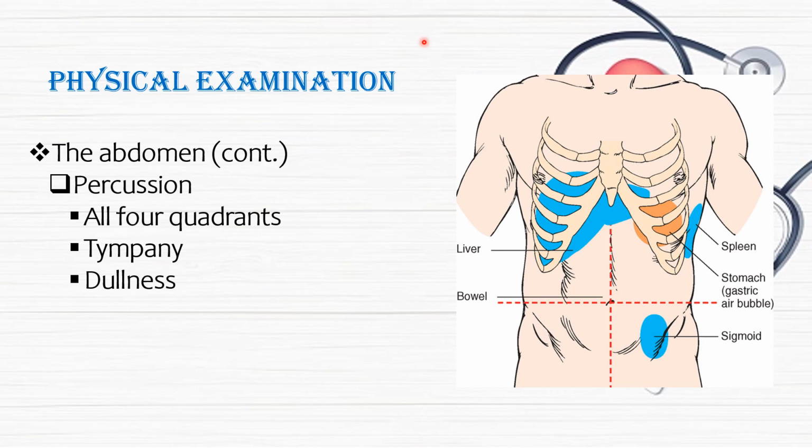So, where do we find tympany and dullness? Tympany usually predominates because of gas in the gastrointestinal tract, but scattered areas of dullness from fluid and feces are also common. For those who have a protuberant abdomen that is tympanic throughout, it could suggest intestinal obstruction or paralytic ileus.